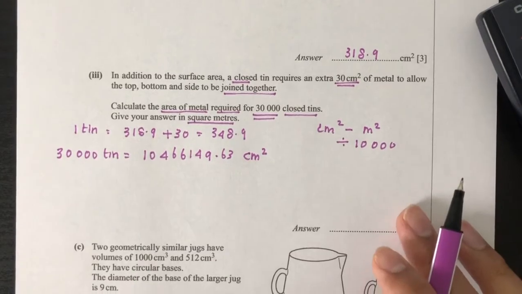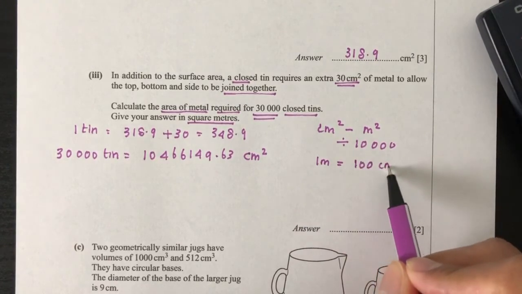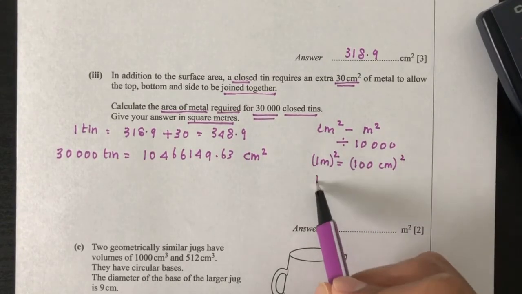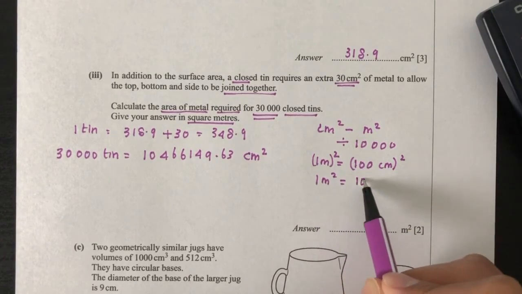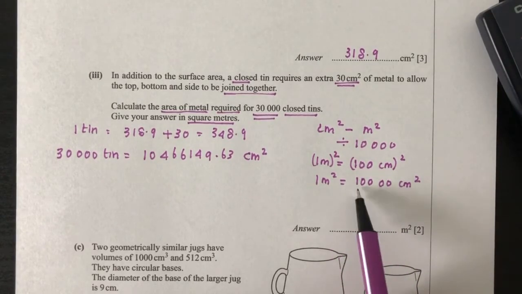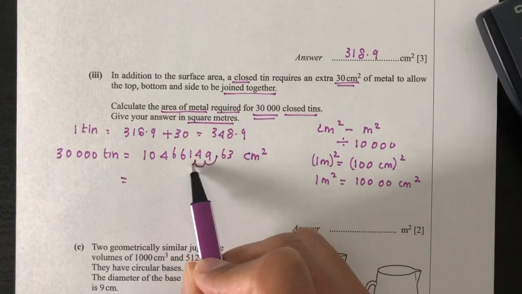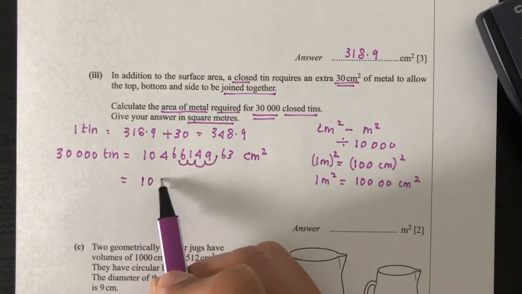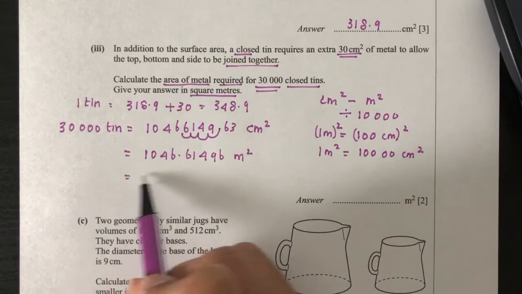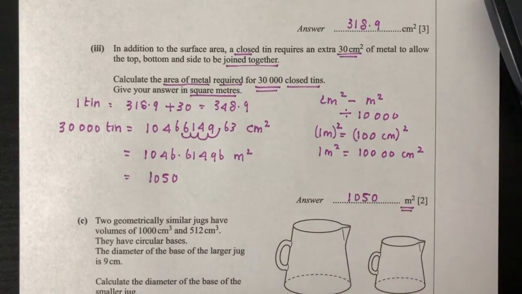So how do you find this? So if you don't know, I can show you guys. At least you should know 1 meter is equal to 100 centimeters. Now, to convert meter to meter square, you have to square this side and square this side. You will have 1 meter square is equal to 100 square, which will become this centimeter square. So to convert this to this, we have to divide by 10,000. That's why this is equal to 10,000, which is 4 zeros, so 1, 2, 3, 4. So that will be 1046.614963 meters square. The answer correct to 3SF, that will be 1050. So 1050 meters square for the area.